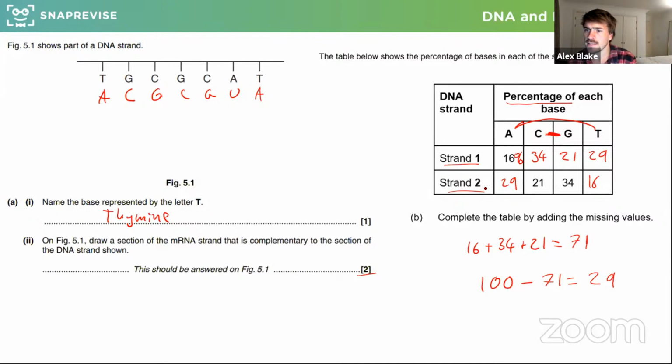Aren't the percentages for A and T meant to be the same? Only on opposite strands. Otherwise, yeah.